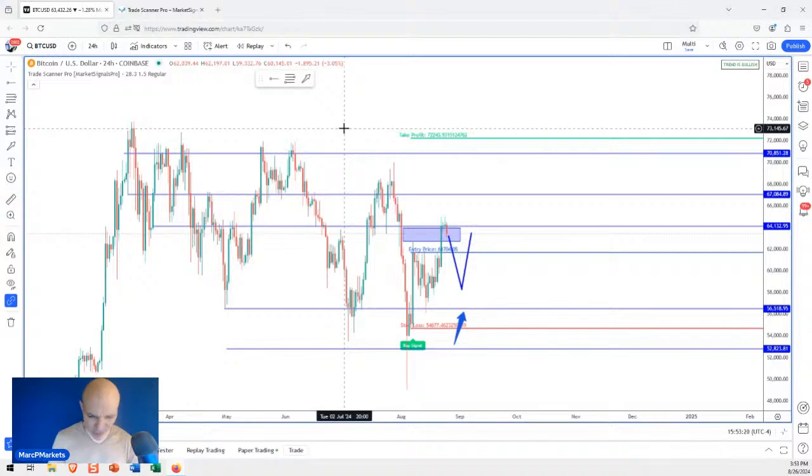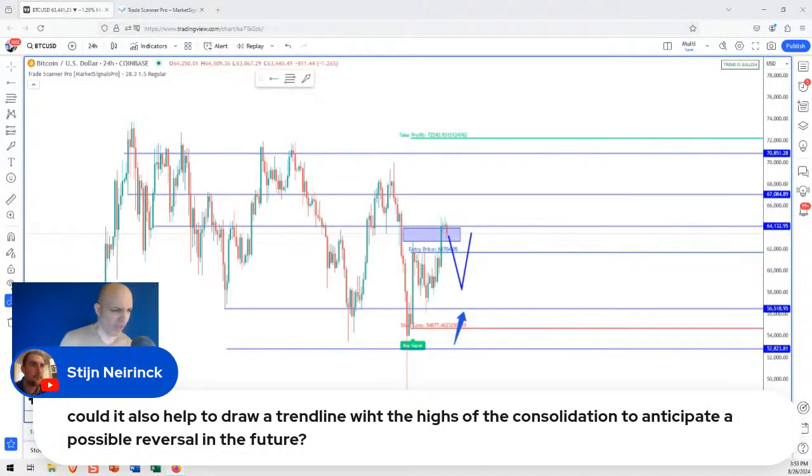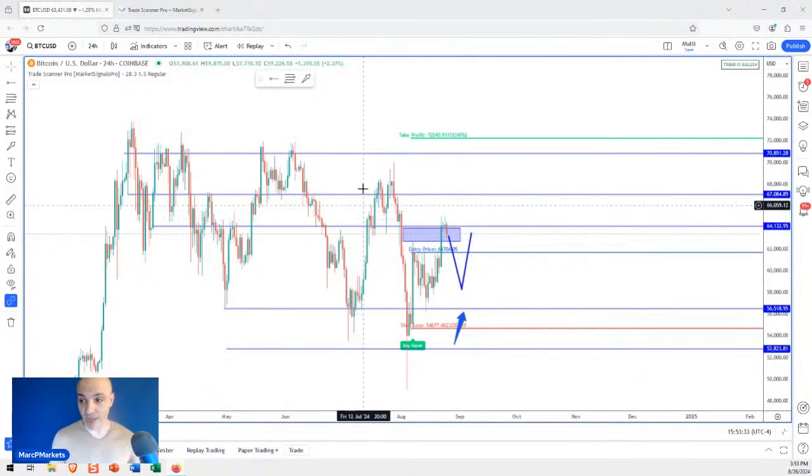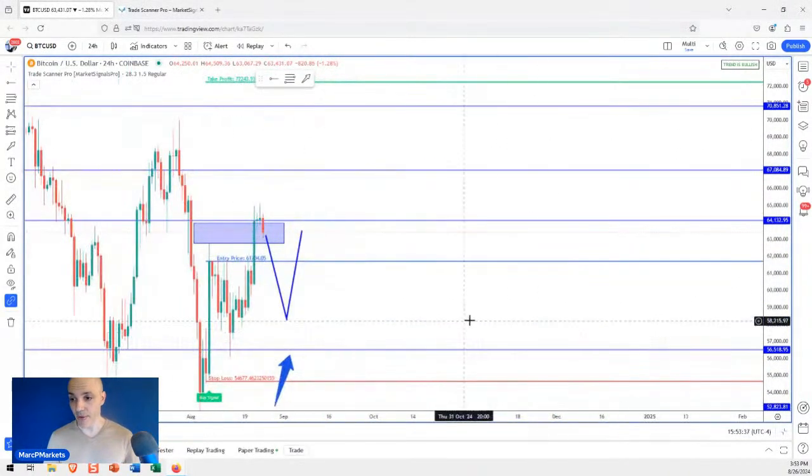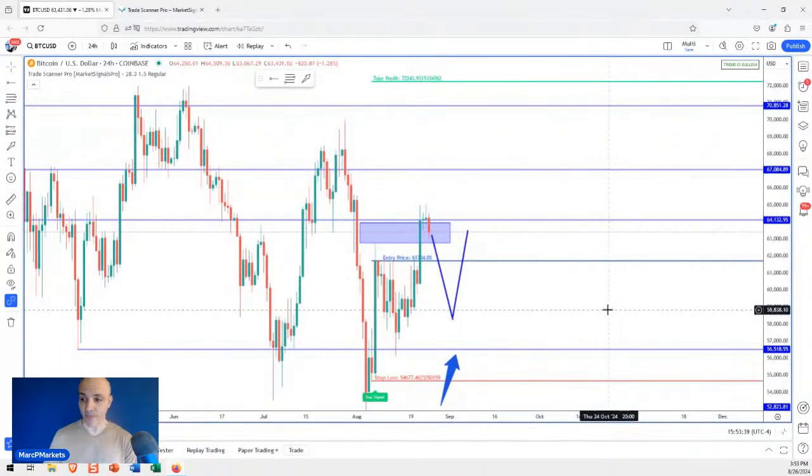Okay. Stian says here, could it also help to draw a trend line with the highs of the consolidation to anticipate possible reversal in the future? Yes, that's what all these straight lines are. All these horizontal lines on my chart, they're basically noting potential reversal points, right? And Stian brings that up.